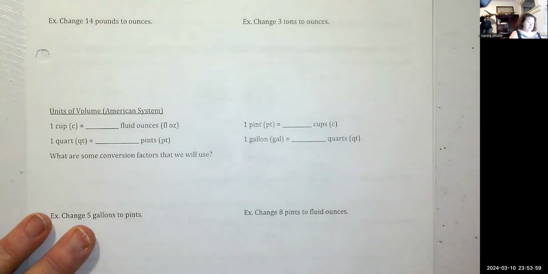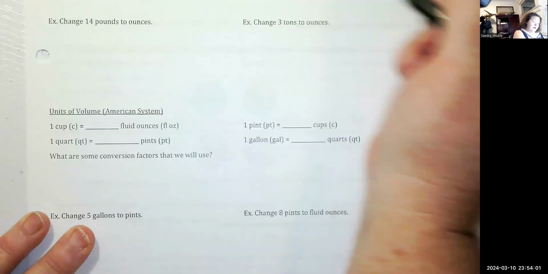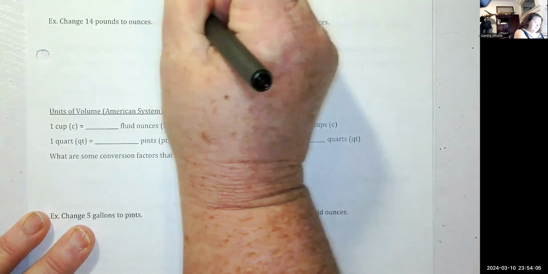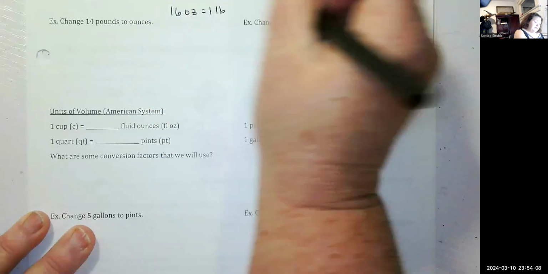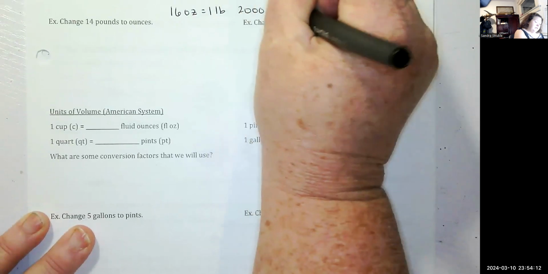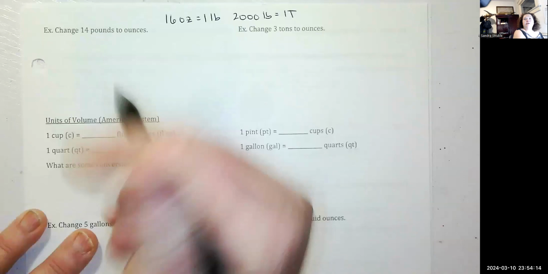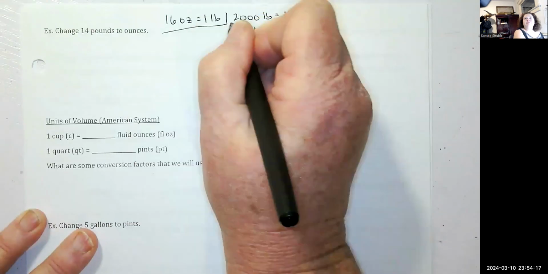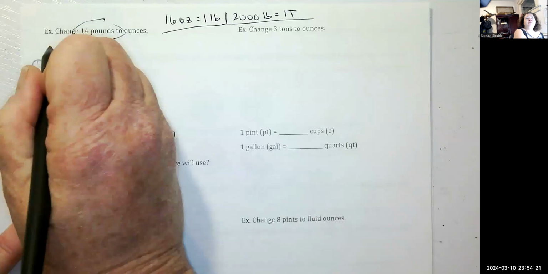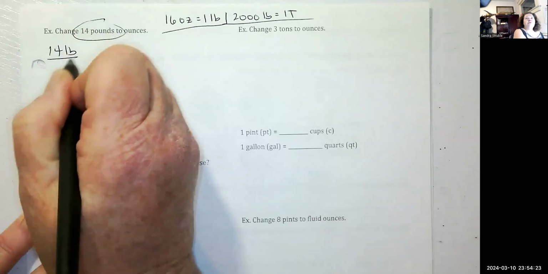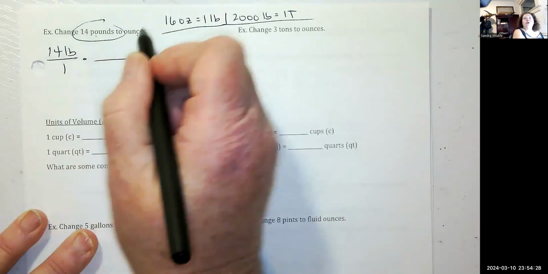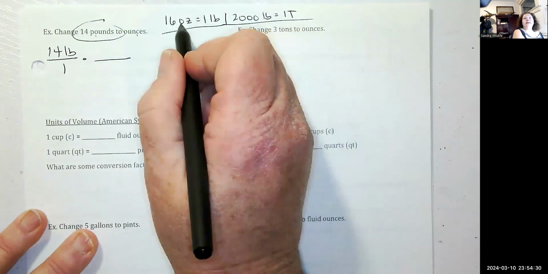All right, pardon me. Change 14 pounds to ounces. Okay, so I'm going to go ahead and write the conversions up here of what we need. There are 16 ounces in 1 pound, and there are 2,000 pounds in 1 ton. Just so that we have them instead of having to flip the papers back over. All right, I'm going to start with what they're giving me, 14 pounds. And it's over 1 since it's a whole number. And I'm going from pounds to ounces. And do I have a way to get there? Yes, I do.